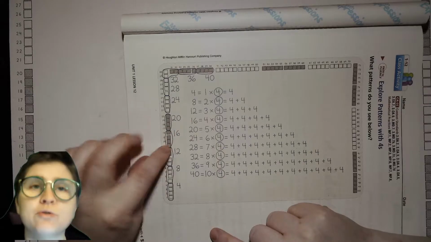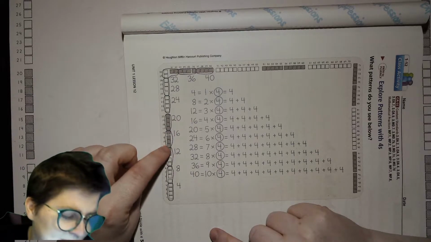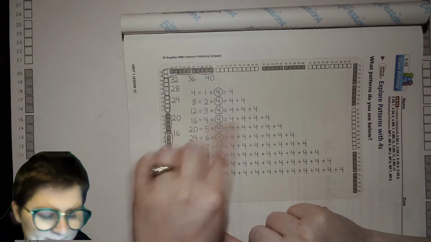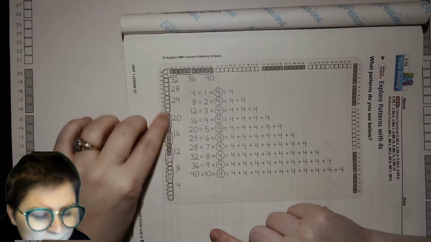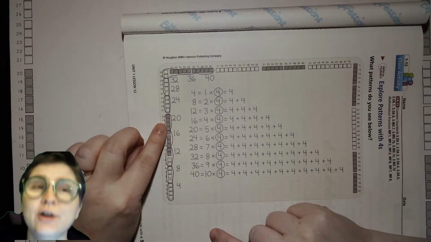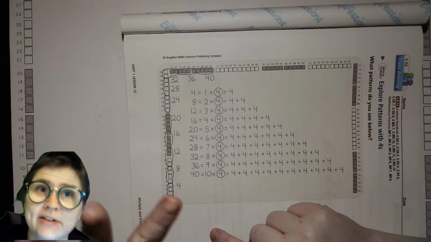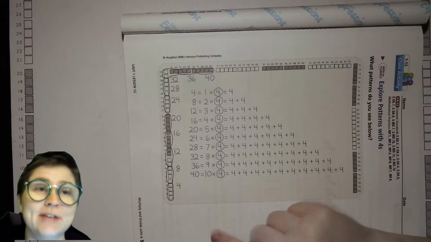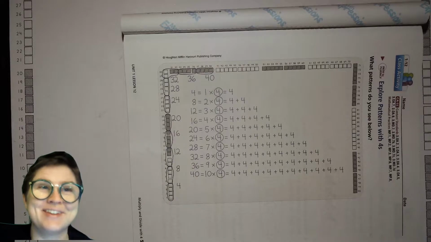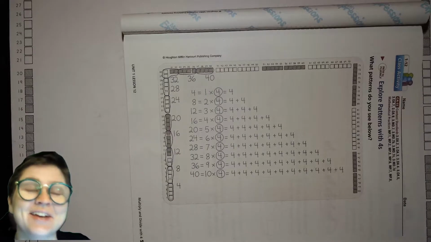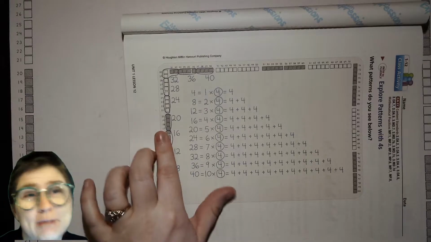Four groups of 4. 13, 14, 15, 16. Five groups of 4 is 20, which you'll remember with fives. With any of them, you can swap the factors around and have the product be the same. So 5 times 4 is 20. 4 times 5 is also 20, right?